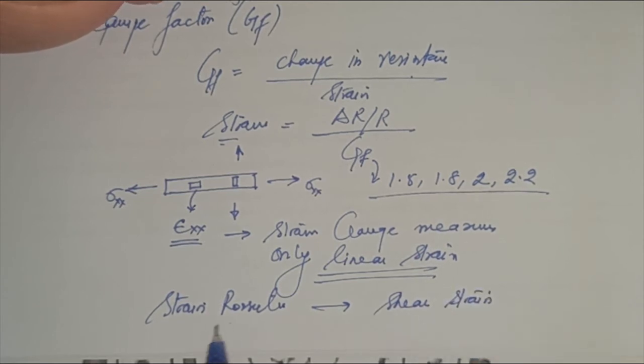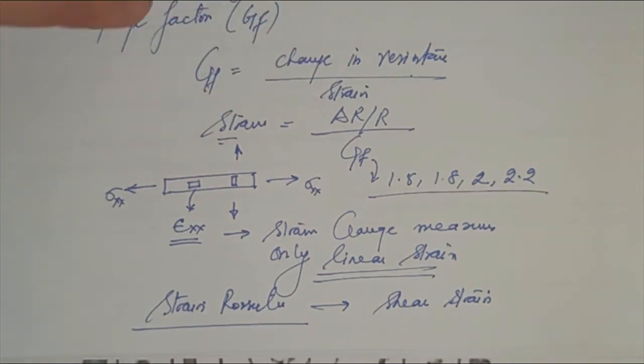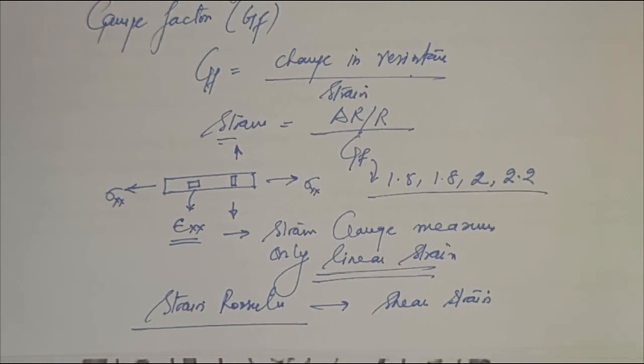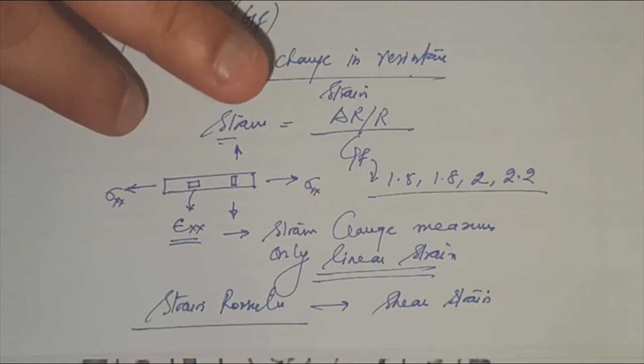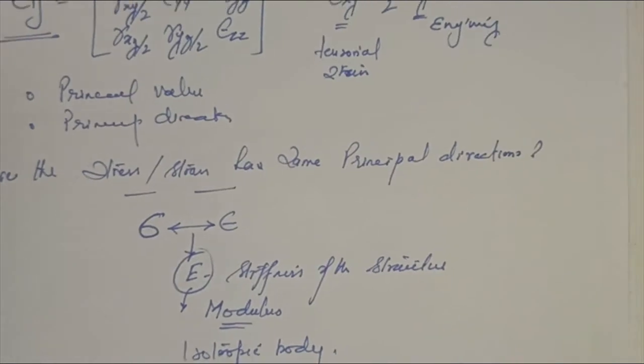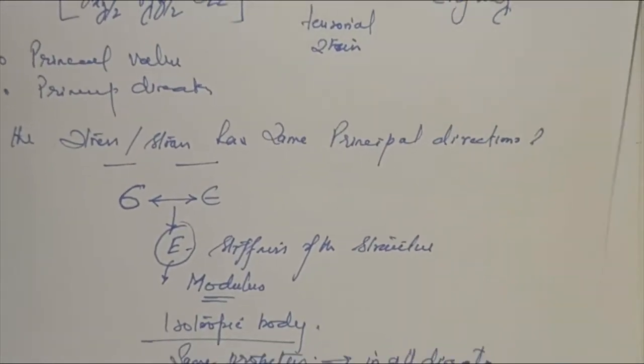Now what are strain rosettes? A strain rosette is nothing but a combination of 2 or 3 strain gauges. So they used to put 1 or 2 strain gauges axially and 1 or 2 non-axially. The non-axial strain gauges will give you a shear value because of the transformation. We'll see how this is done. So we'll talk about strain rosettes.